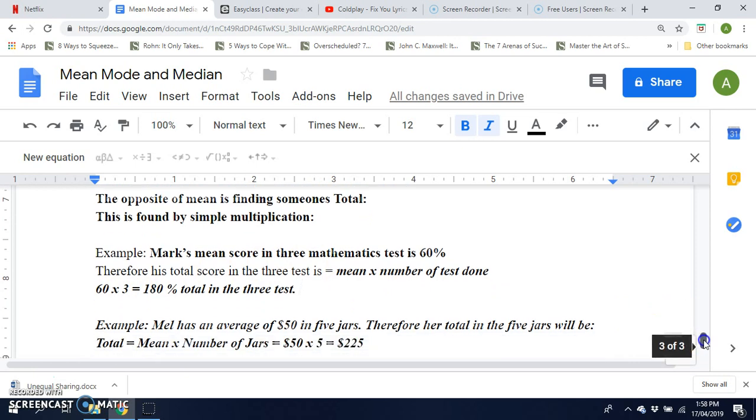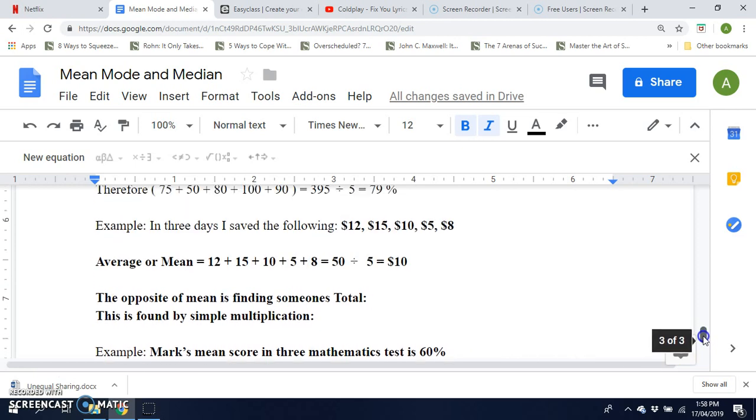Look again. Mel has an average of $50 in 5 jars. We know she has 5 jars. We know the average in the 5 jars is 50. It doesn't mean 50, 50, 50, 50. It means she could have a 20 here, 100 in another one, 75 in another one. It could be totally different numbers. We do not know, right? But to find out the total, look what I did. 50 by 5, which is 250. What I want to make a note of is this is normal add, subtract, multiply, and divide.